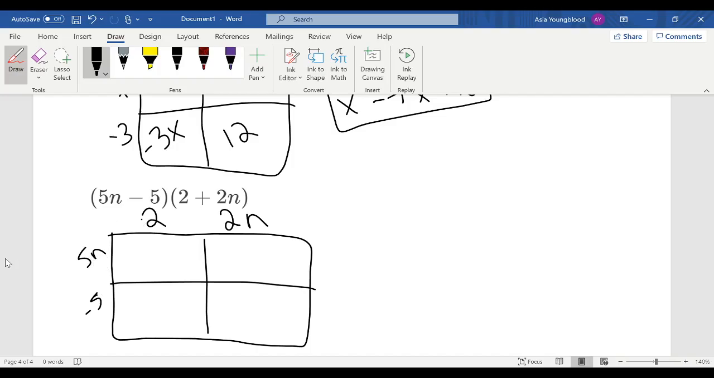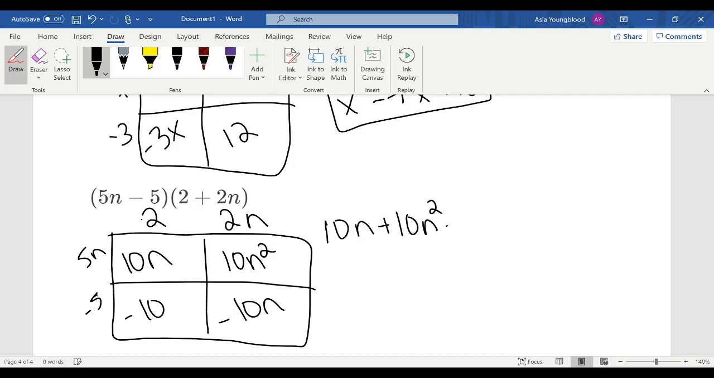So 5n times 2 is going to get us 10n. 5n times 2n is going to get us 10n squared, and then 2 times negative 5 is going to get us negative 10. And then this last one, 2n times negative 5, they meet here, so this is going to be negative 10. So our 4 terms from the box are going to be 10n plus 10n squared minus 10 minus 10n.